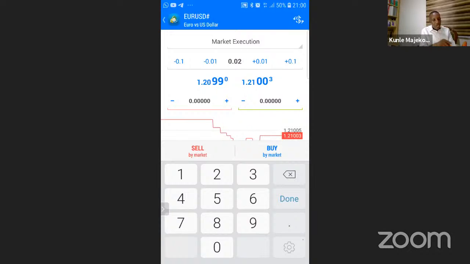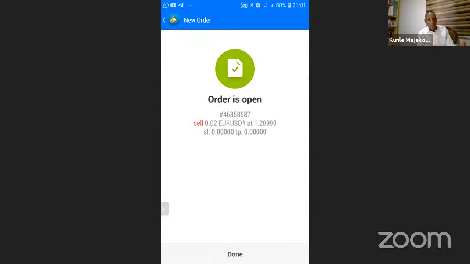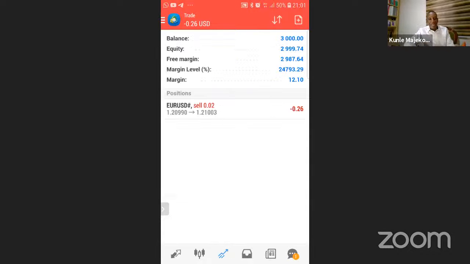So what do I do? If you look down there, you see sell by market and buy by market. Sell by market is in red on the left, and buy by market is on the right. So I click sell by market, and my trade has been opened. I can see a red instantly. That red is the fee, the commission that my broker has charged me for this trade.